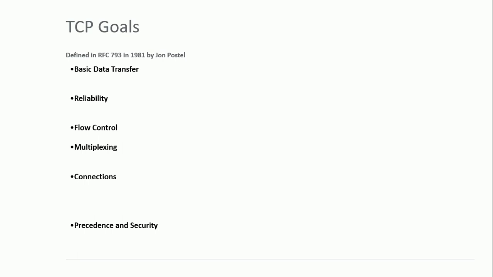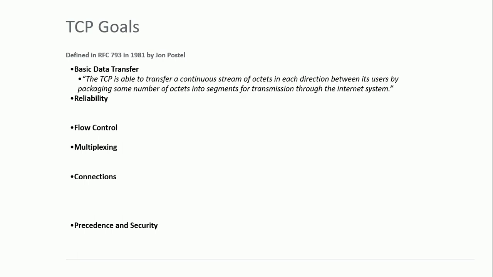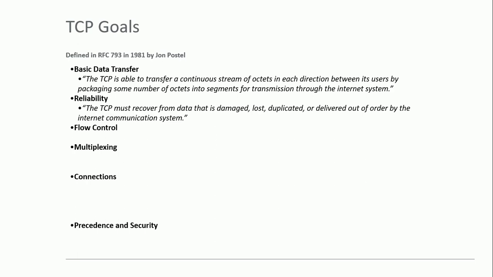We know what network does for us. We know it can deliver traffic from one IP to another. We know what the data link layer can do for us with the MAC standard, right? But what does RFC 793 or TCP do for us? Well, first, it gives us basic data transfer. So it allows a transfer of a continuous stream of octets in each direction with some context between those octets. In other words, we can send data back and forth between different systems.